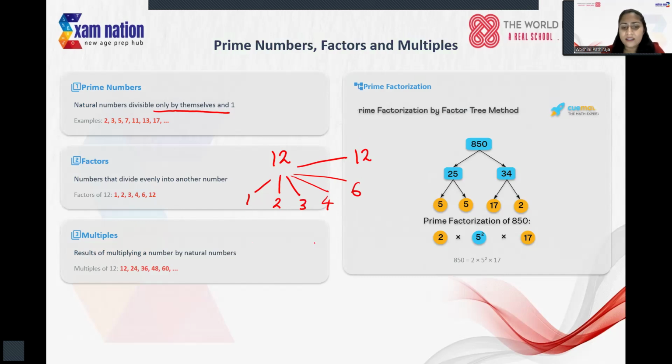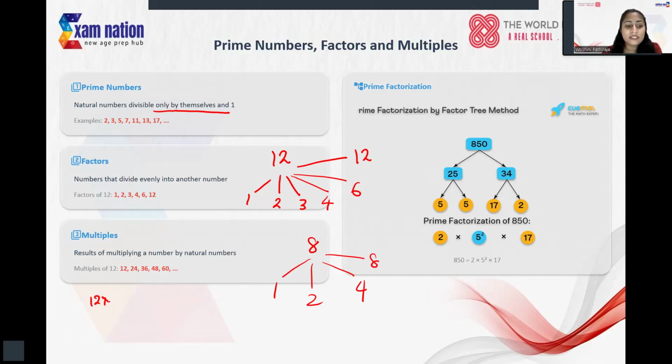Okay, let me take another number. Look at 8. We can divide 8 by 1, 2, 4 and 8. So 1, 2, 4 and 8 are the factors of 8, right? Okay, then multiples. What are the multiples? The result of multiplying a number by natural numbers. So what are the multiples of 12?